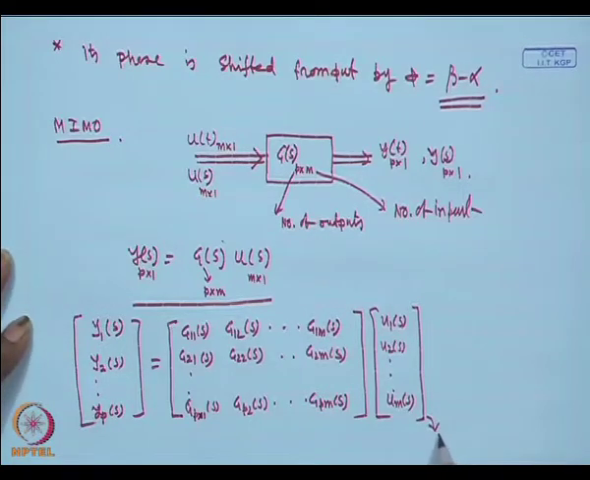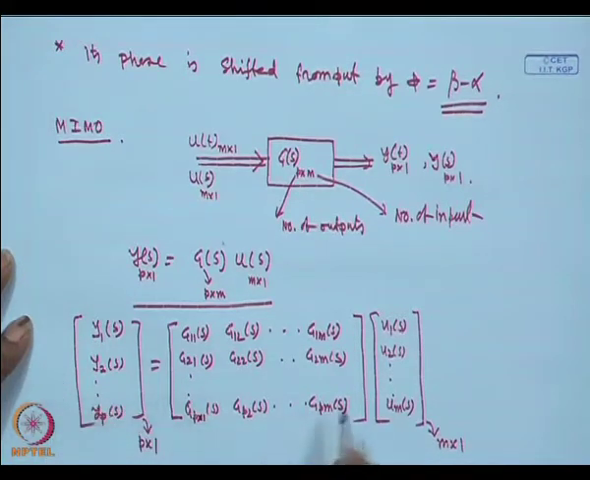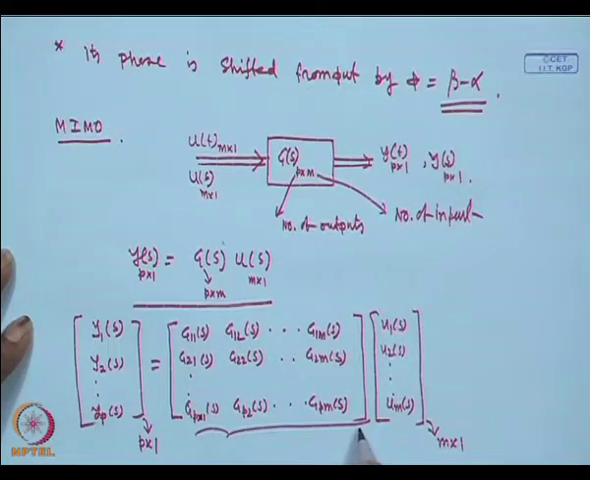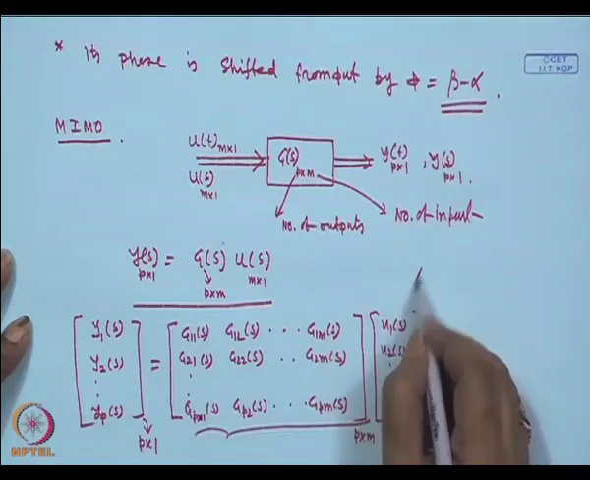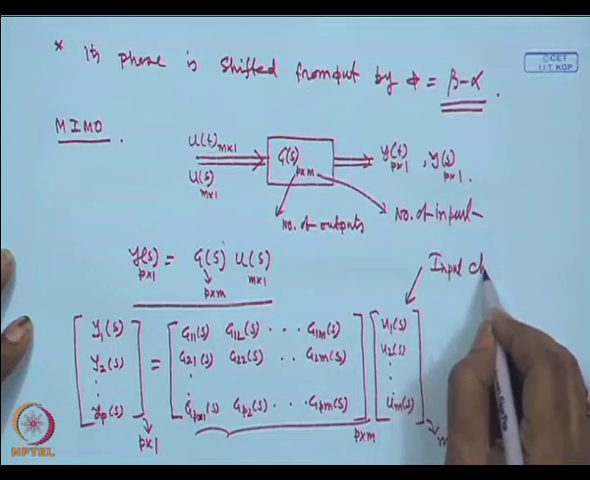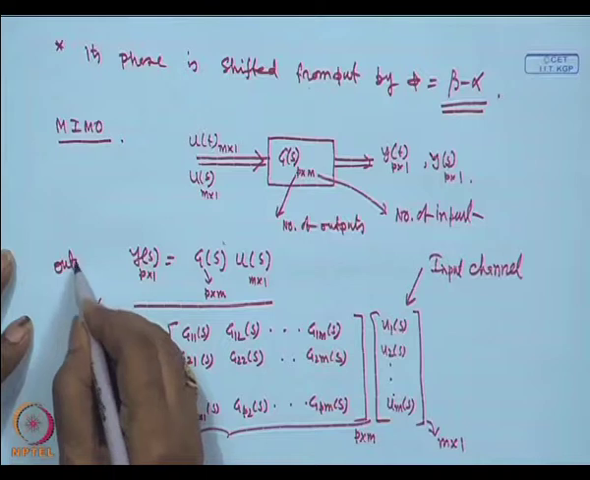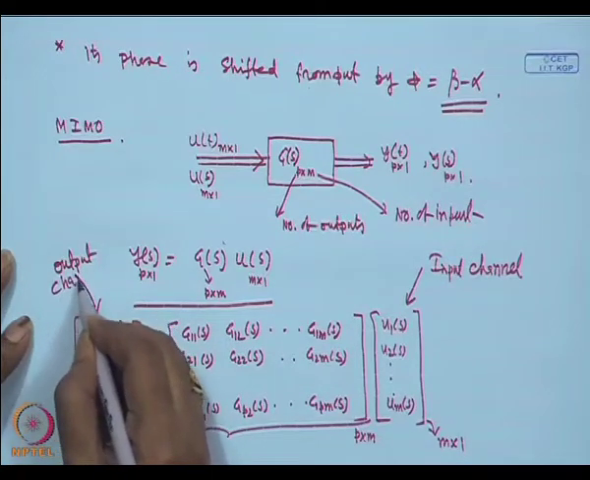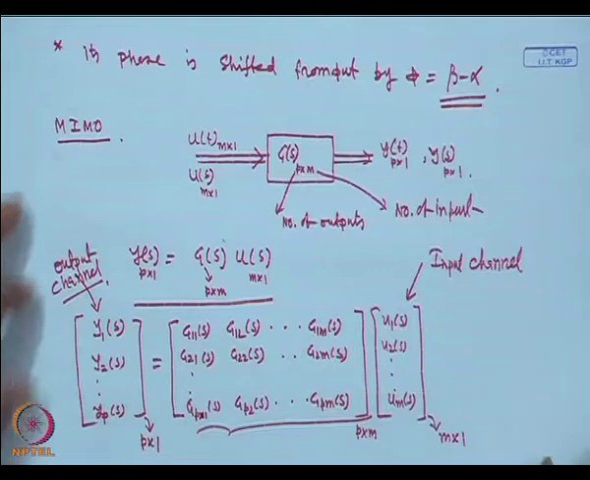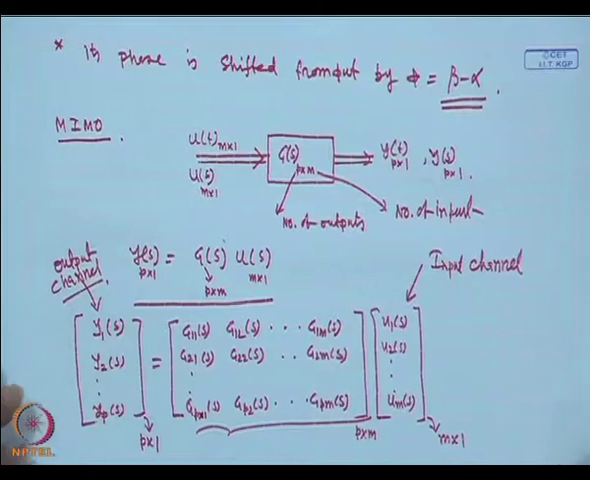So, that vector is the input vector and that is your output vector, and this is our transfer function matrix whose dimension is p cross m. So, you can call this the input channel and this your output channel. So, input channel ith component, that is first component, second component and ith component.